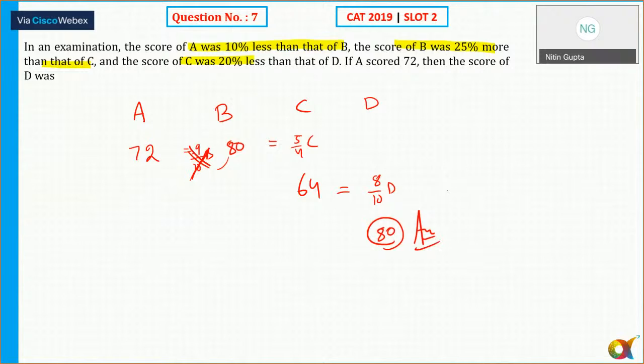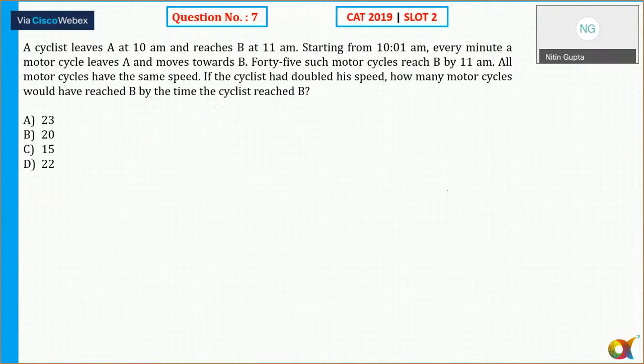Any doubt? Can we move to the next slide? Please respond, everyone. Okay. Now come to question number 8. A very, very interesting question, I'll say.